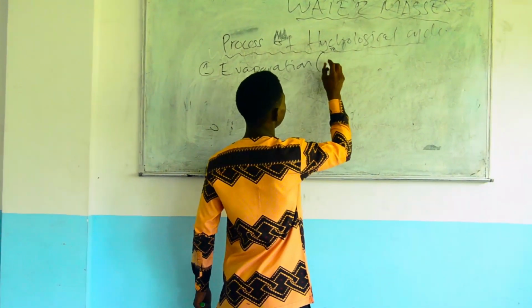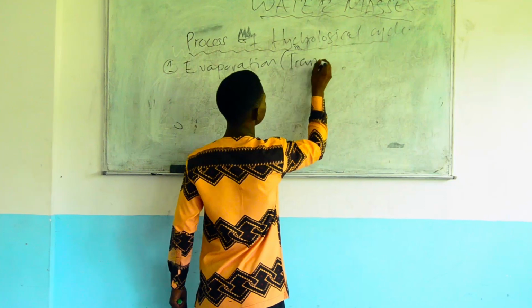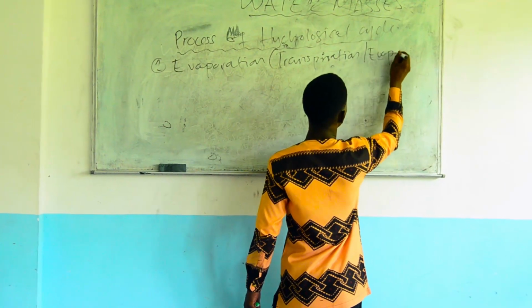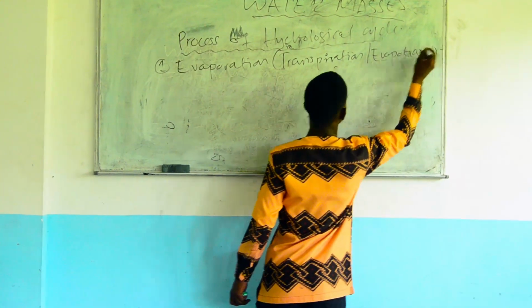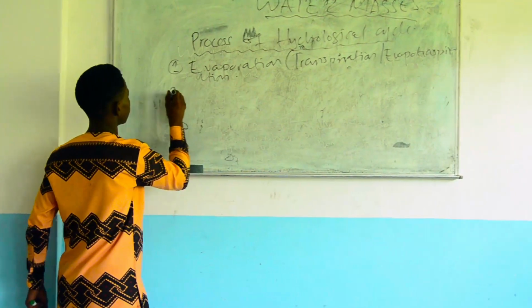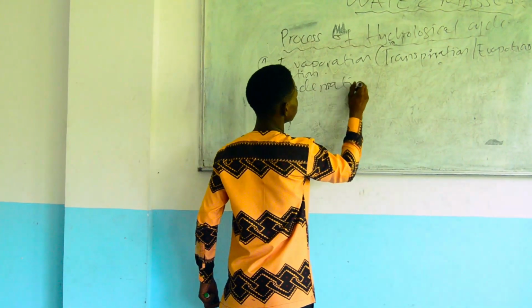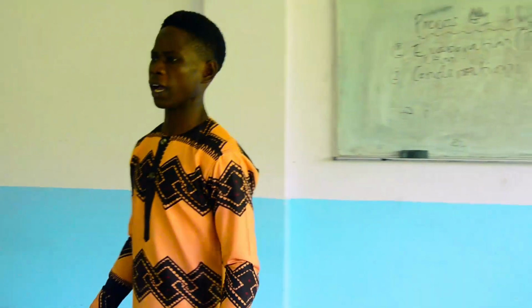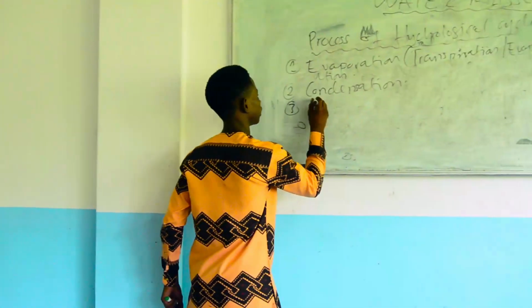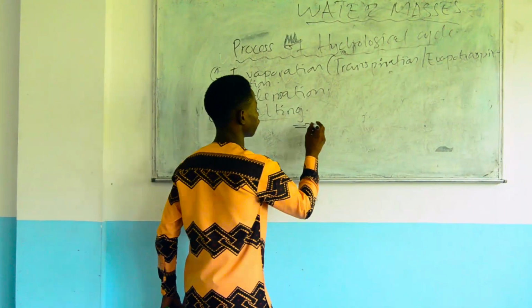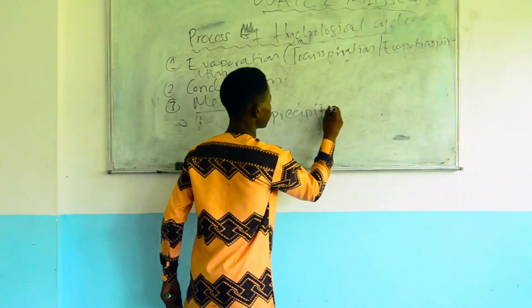Here, sometimes there is a process which is called transpiration or evapotranspiration. The second process under the hydrological cycle is nothing but condensation. After condensation, there is another process under the hydrological cycle which is called melting. And this melting is noted in different forms, which means precipitation.